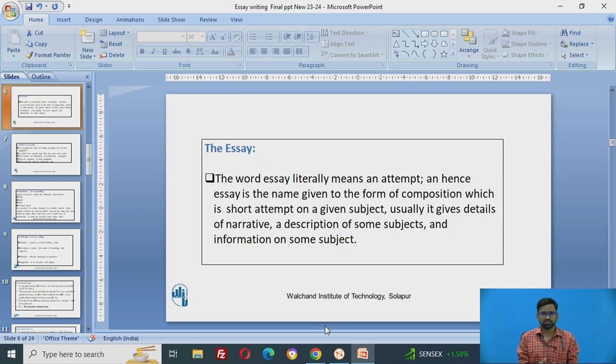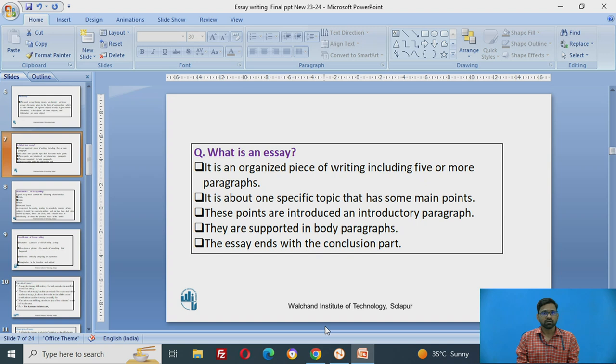The essay is also under writing skill. The word essay literally means an attempt, and hence essay is the name given to the form of composition which is a short attempt on a given subject. Usually it gives details of a narrative, a description of some subject, and information on some subject. It is an organized piece of writing including five or more paragraphs. It is about one specific topic that has some main points. These points are introduced in an introductory paragraph. They are supported in body paragraphs. The essay ends with the conclusion part.